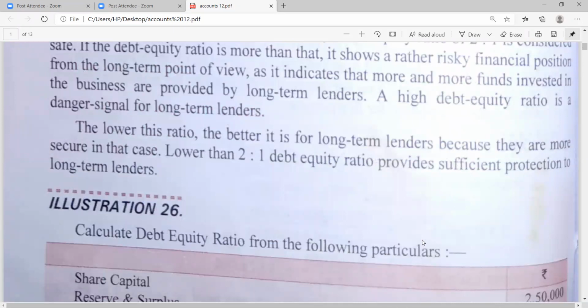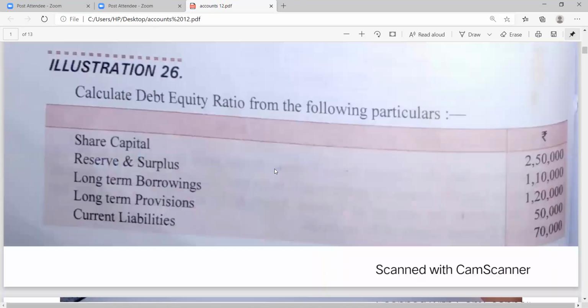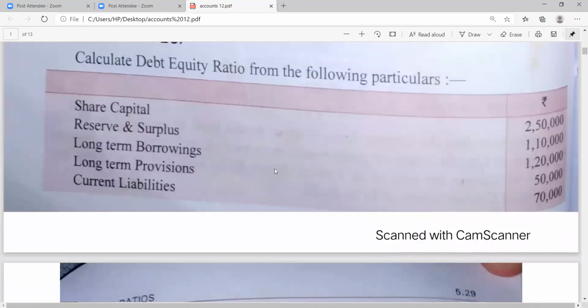As per the ideal ratio of debt equity for the solvency position, it should be at most 2:1. If the company has a 2:1 debt equity ratio, then it is considered that the company has a good position. So let's do the practical illustration 26. Then it will be more clear how to calculate debt equity ratio.